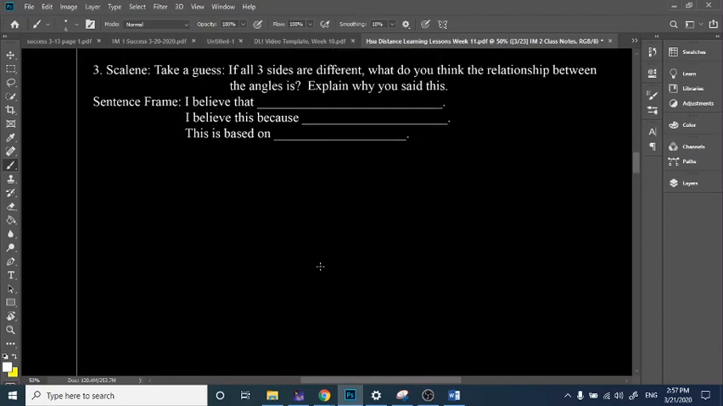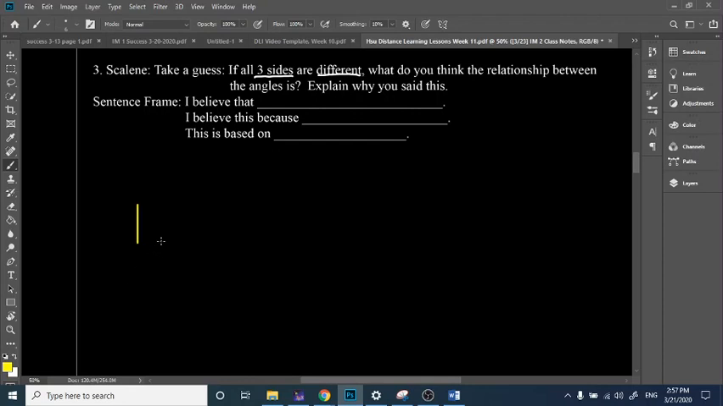All right, now I want to have you take a guess as to what you think is going to happen with a scalene triangle. So remember, all 3 sides are different. What do you think about the angles? Are they going to be the same, or are they going to be different? Or something else? And explain. Use the sentence frame if you need to. So I'm assuming you did this, and I'm going to move on in 3, 2, 1, 0.